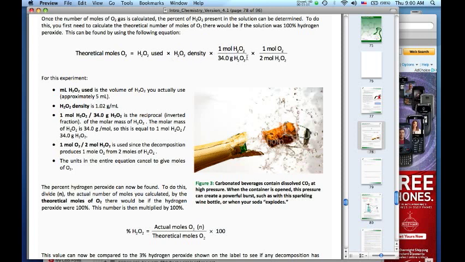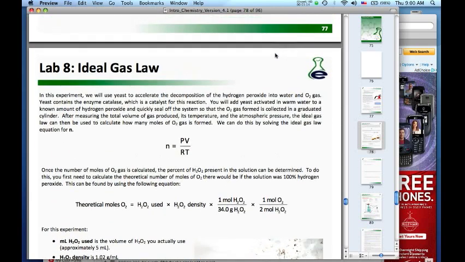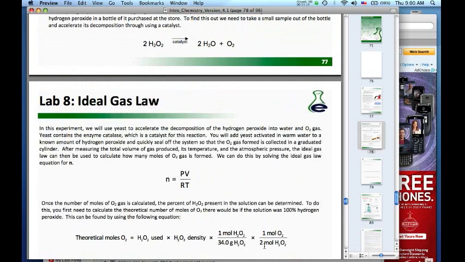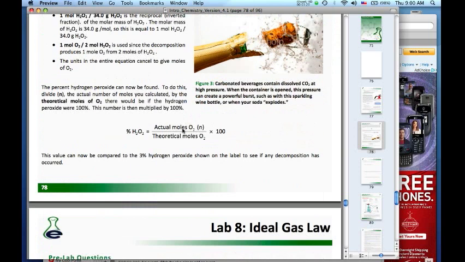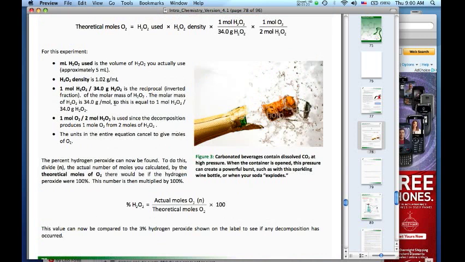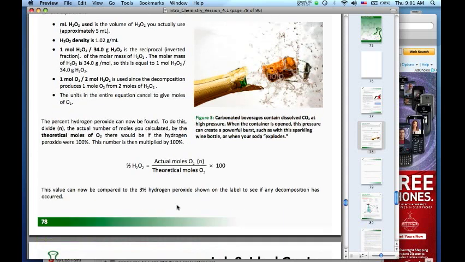Density, molecular mass, mole conversion. This mole conversion comes from here. The 1 mole O2, 2 moles. It's because 1 mole here to 2 moles there. And we're going to use this and then get the actual moles divided by theoretical moles and see if any decomposition has occurred. And you will see decomposition.